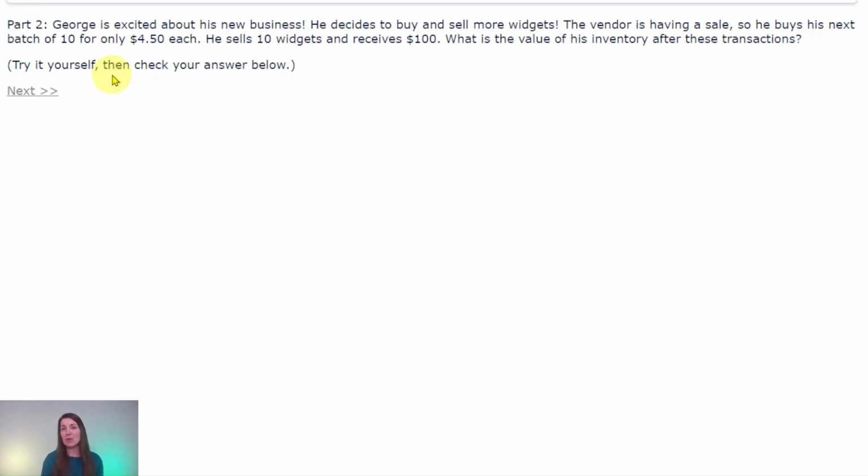We are going to once again work on a whiteboard to try and figure out what that calculation is, and then we'll come back and see if what we do is in fact the correct solution. Now, before we can start the calculation for part two of this scenario, we first need to remember that at the end of part one, we had 6 widgets remaining.